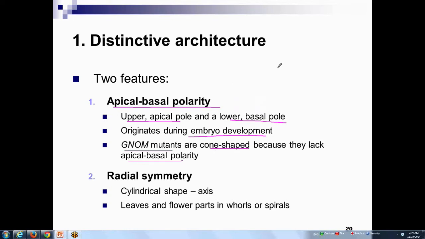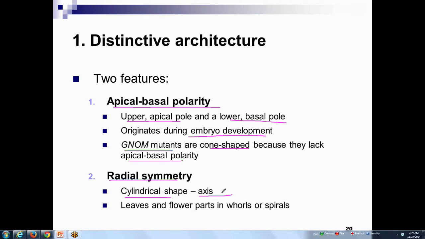so they can compete with neighboring plants for sunlight. That's probably why they have that architecture, guys. And then radial symmetry is really common in flowering plants. You'll find a cylindrical shape like in your stems. If you were to cut a stem, do a cross-section, you'll find a generally round shape.